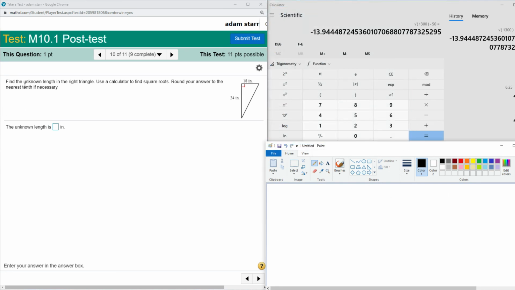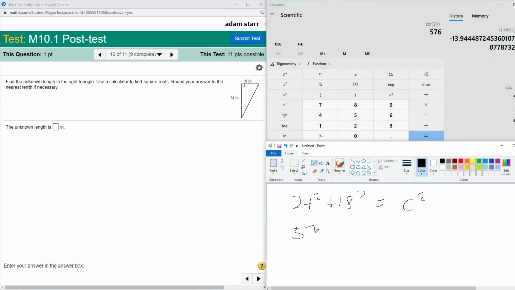Okay, next, find the unknown length in the right triangle. So again, just using Pythagorean theorem. Again, here's the right angle. Across from that is the hypotenuse. So in this question, I don't know the hypotenuse. So I know A and B. So I have 24 squared plus 18 squared equals c squared, the hypotenuse.